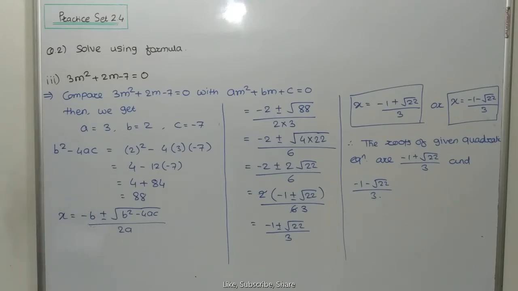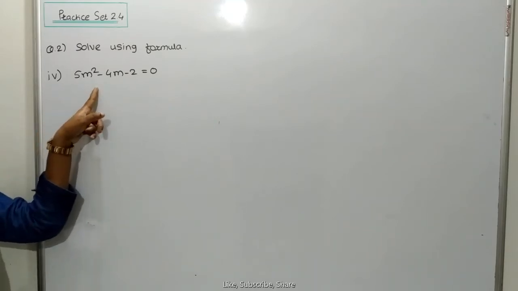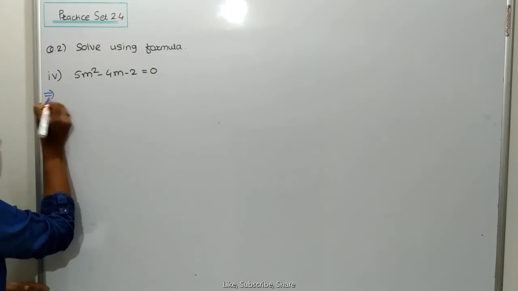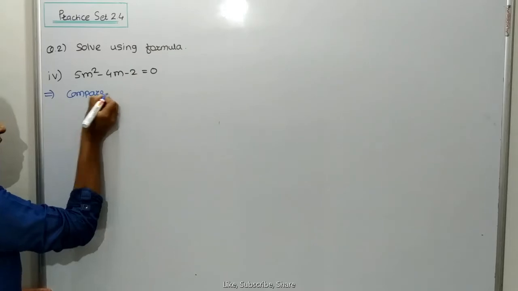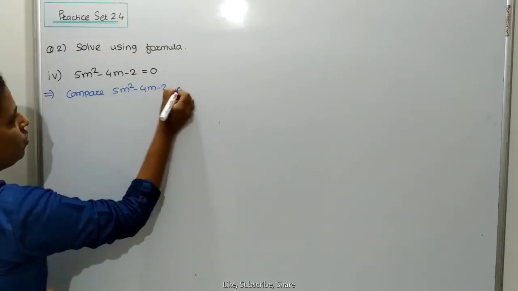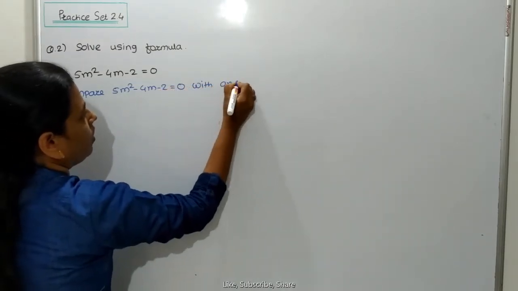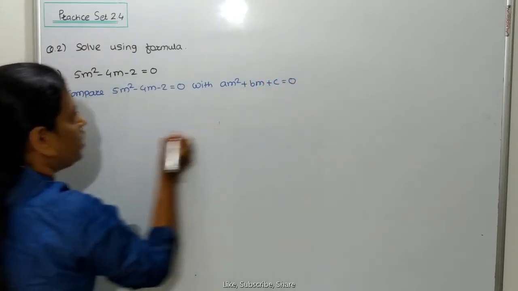Now the next question we have to solve, that is question number 4. If you have to write this, take the screenshot of it. Okay. Next question, that is question number 4. 5m square minus 4m minus 2 is equal to 0. So compare this equation with am square plus bm plus c is equal to 0.